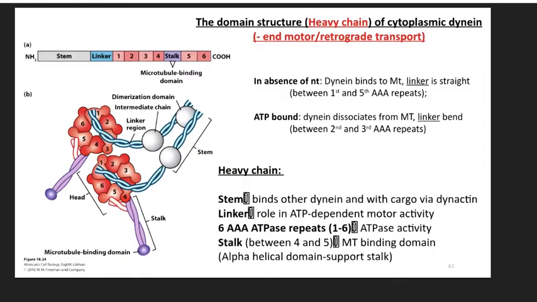Here we can see the dynein molecule in detail. There are 6 ATPases, 6 AAA ATPases. Where the linker domains are, that is most important. The first one, in absence of nucleotide, the linker is straight between the first and the fifth AAA repeats, which is this, straight. In case of ATP bound state, the linker bends between second and third AAA repeats, the second and third.